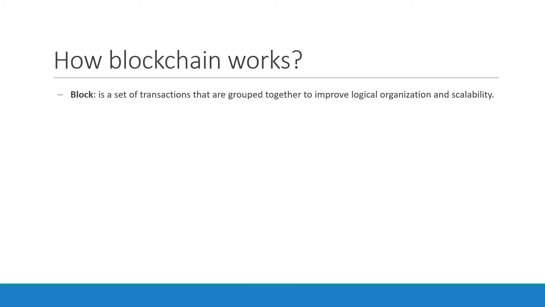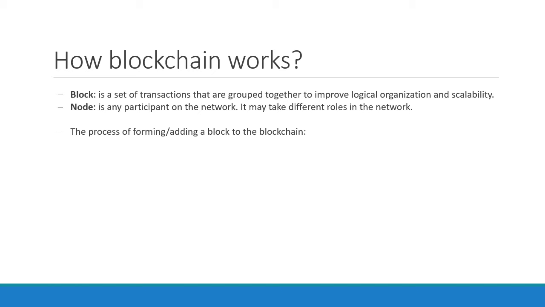Before starting with how blockchain works, we should define 2 terms, the block and the node. The block is the set of transactions that are grouped together to improve logical organization and scalability, whereas the node is any participant on the network. Keep in mind that it may take different roles in the network.